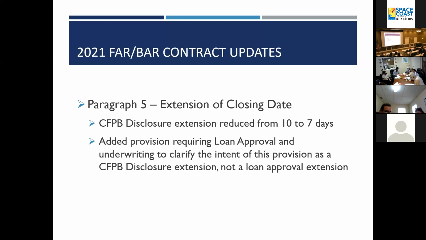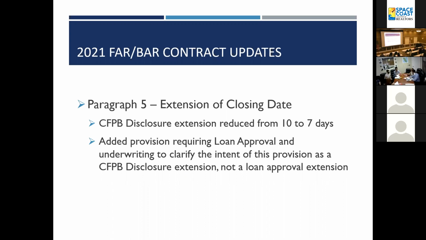So the contract calls for, they changed it from 10 days to 7 days because that's the longest disclosure period that is of concern. So that's one change in the contract, from 10 days to 7. And they are clarifying, because I had never experienced this, we have had some delays with CFPB. It is mandatory, if you read the contract, the closing date shall be extended for up to 7 days to provide the CFPB disclosures.